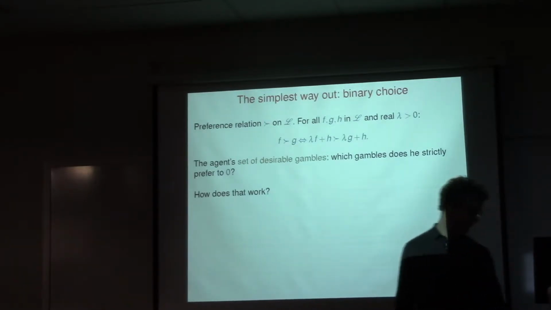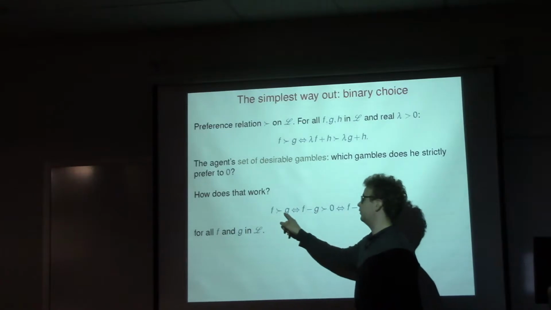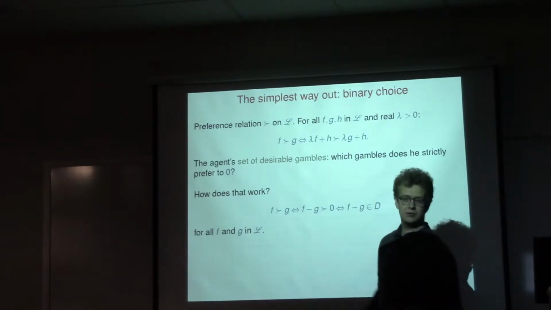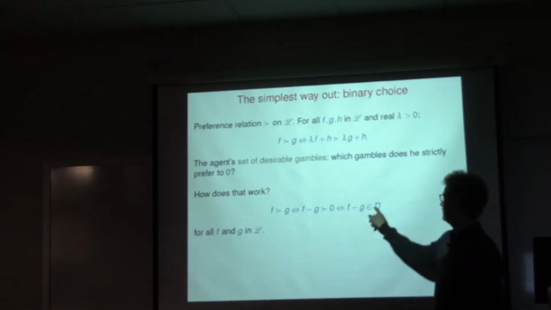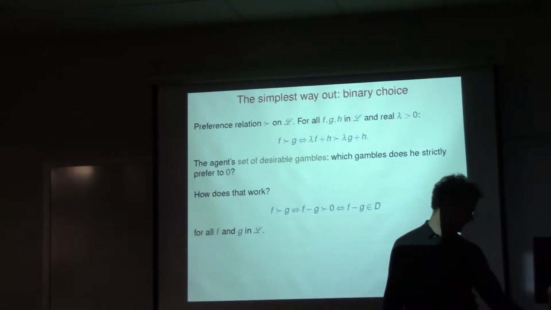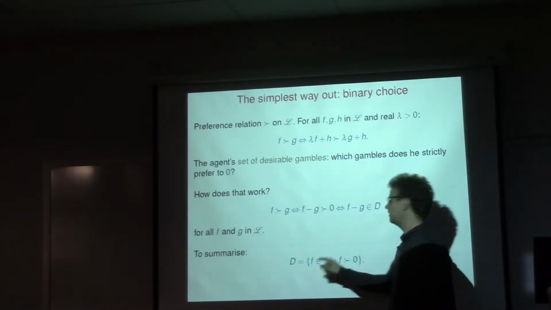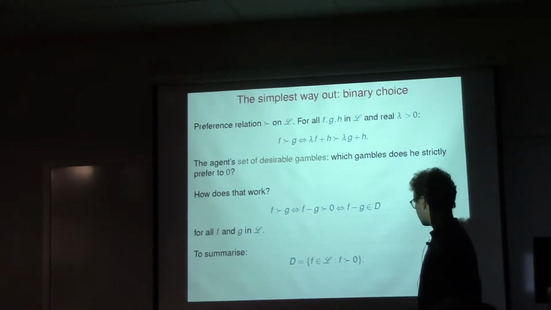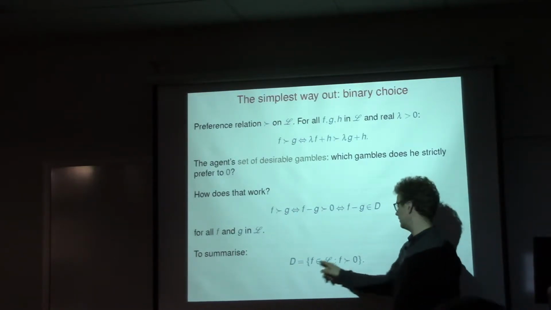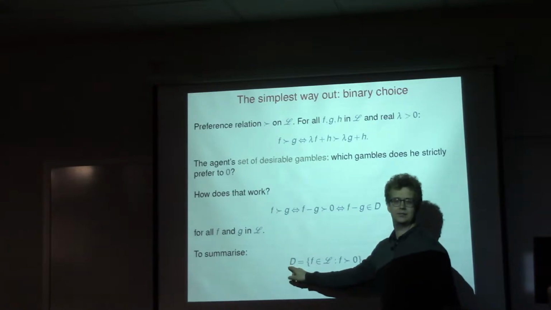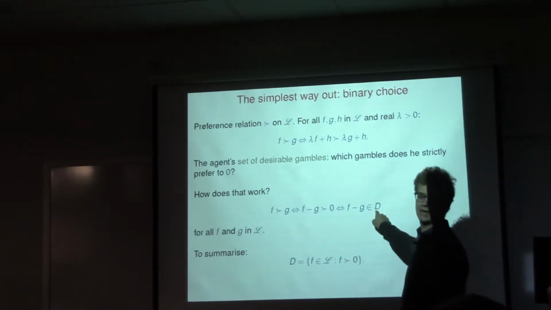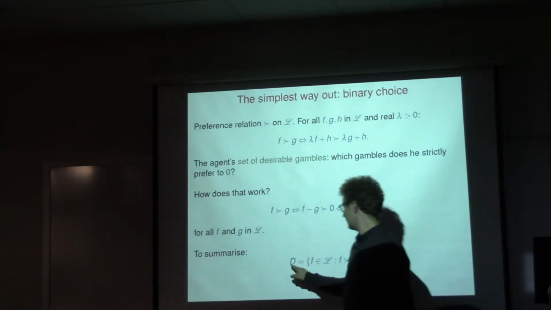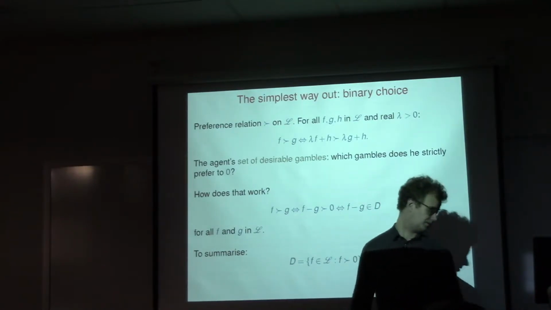And how does it work mathematically? Well, suppose that f is preferred to g. Then, since it's a vector ordering, f minus g is preferred to 0, and f minus g, hence this new gamble, is in my set of desirable gambles. So to summarize, my set of desirable gambles is a set of gambles that are strictly preferred to 0. So if I have a preference relation, I can find D, my set of desirable gambles, and vice versa. If I have a set of desirable gambles D, then I can go back to the preference relation. It's the same thing. But a set of desirable gambles is way easier to work with.